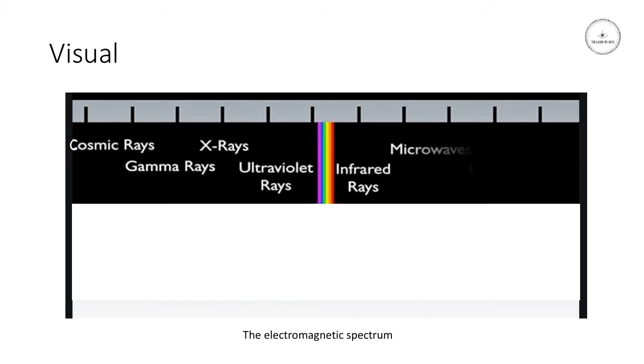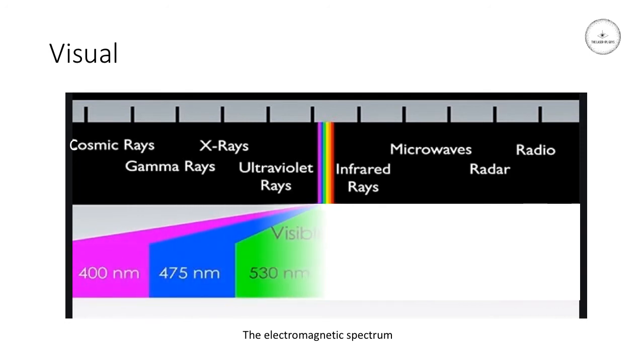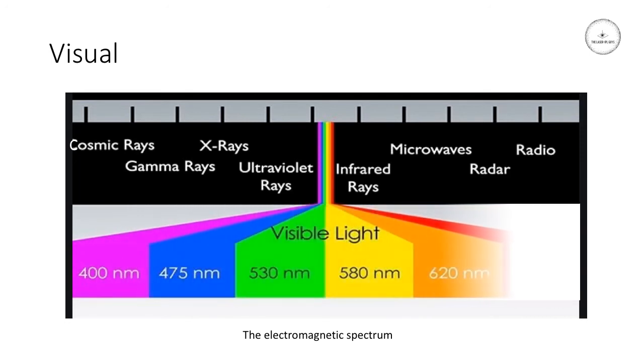So we'll start with the visual perception. We can see some of the electromagnetic spectrum, but the spectrum is actually huge. It contains cosmic rays, gamma rays, X-rays, ultraviolet, infrared light, microwaves, radar, radio, television, GPS, etc. Our perception, though, is only a tiny sliver of this spectrum, from around 400 to 700 nanometers. That's all we can see in this entire spectrum.